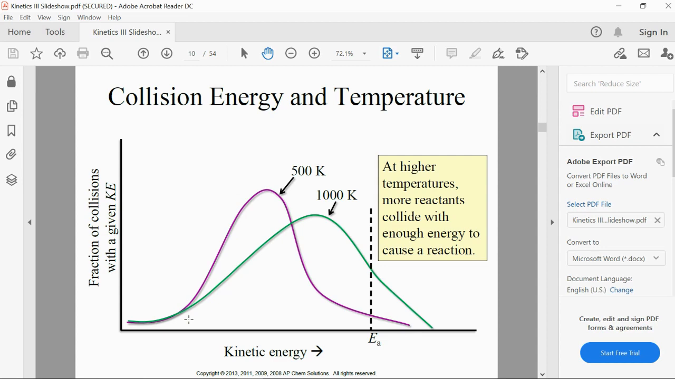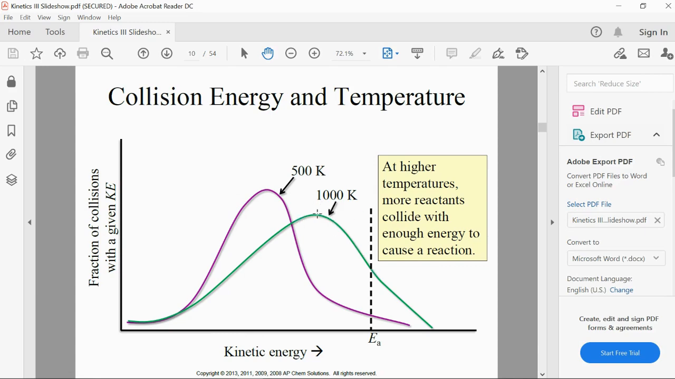There are a couple different ways that you could be asked to analyze this graph on a test question. They could not give you these temperatures and ask you to label which one is which, as in which one is the higher temperature and which one is the lower temperature. And so you should know that the higher peak is going to be the lower temperature, compared to this one, which would be the higher.